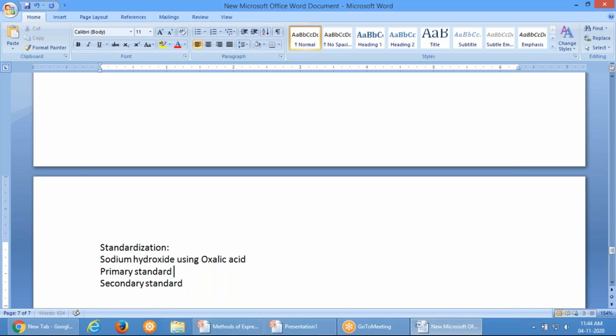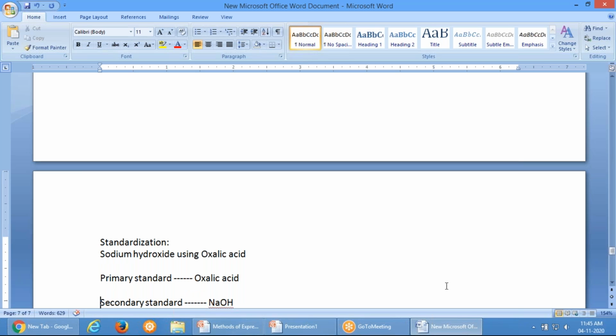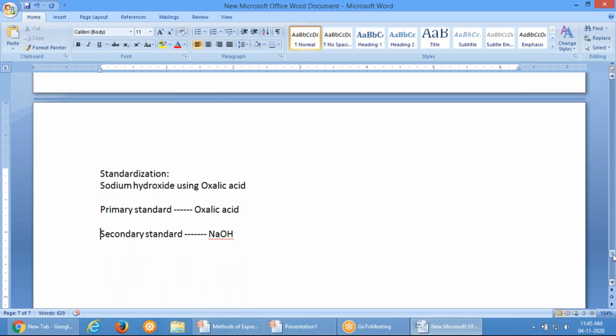Primary standard example is oxalic acid. Secondary standard example is sodium hydroxide. So why should a secondary standard be standardized? Because secondary standards are not pure. They need to be standardized using primary standards.